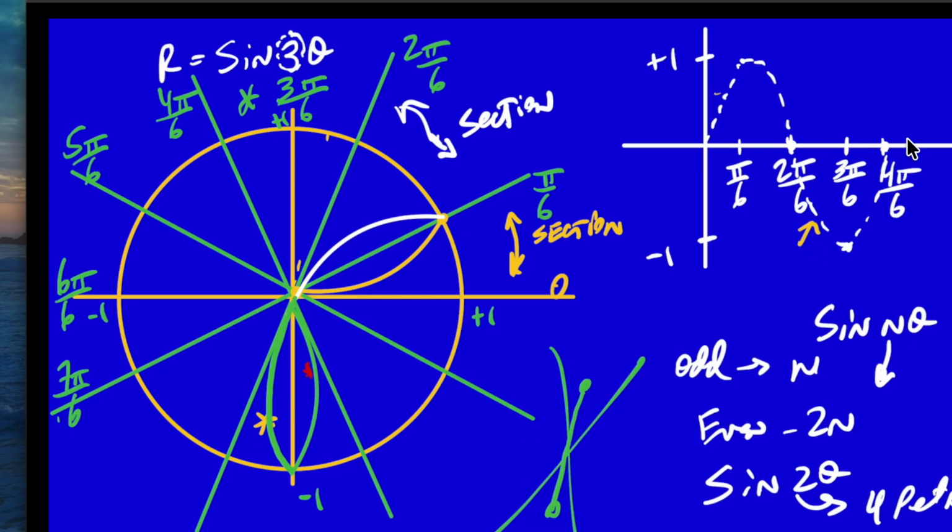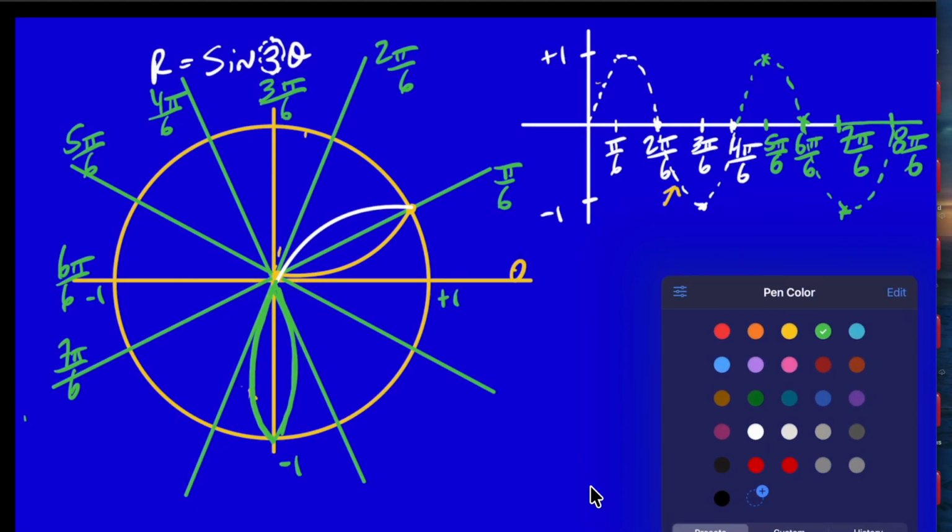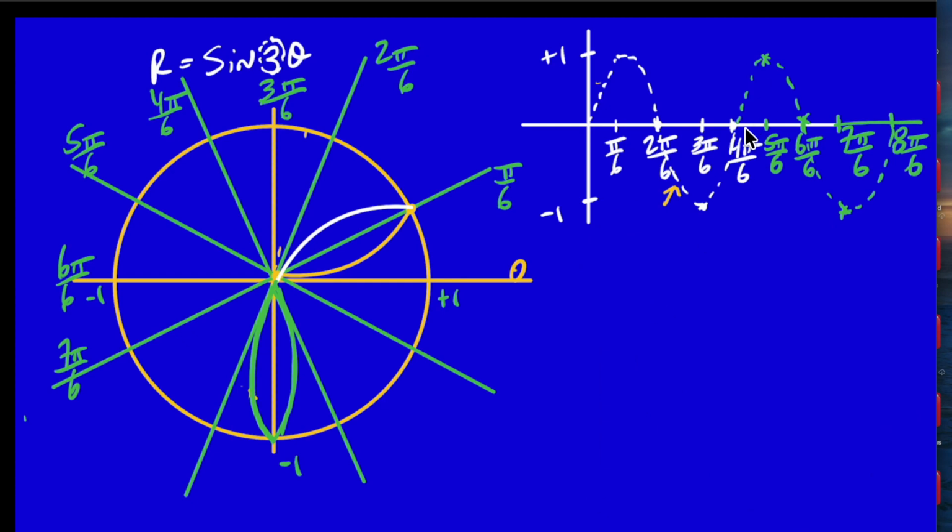Now, folks, we are now at 4 pi over 6, and we only have 2 petals. So it seems to me we're going to have to go a little bit further. So let's go ahead and extend this rectangular graph a little further beyond the first period. Okay, I went ahead and extended our graph on the rectangular system another period.